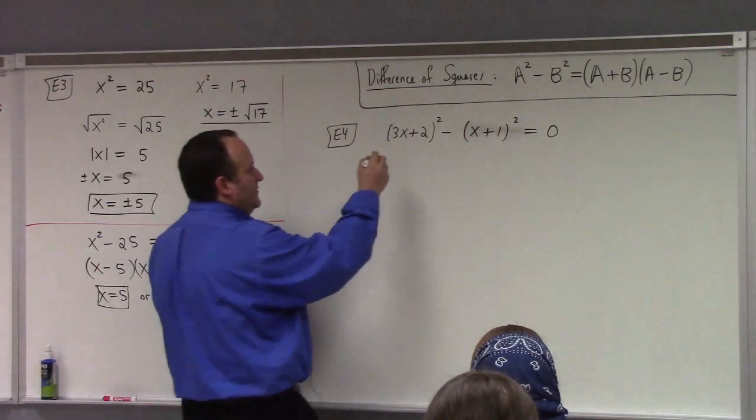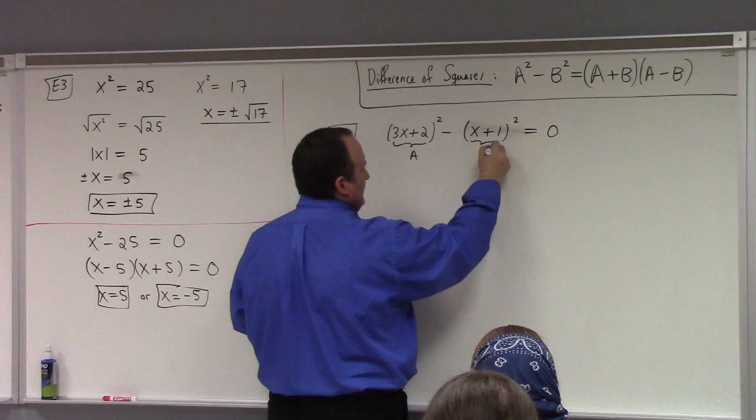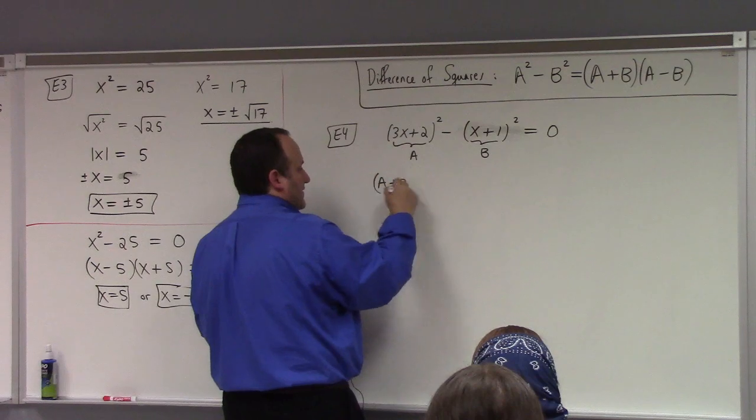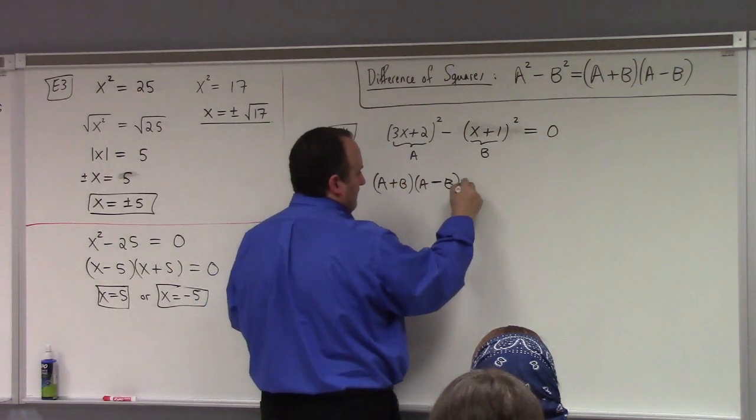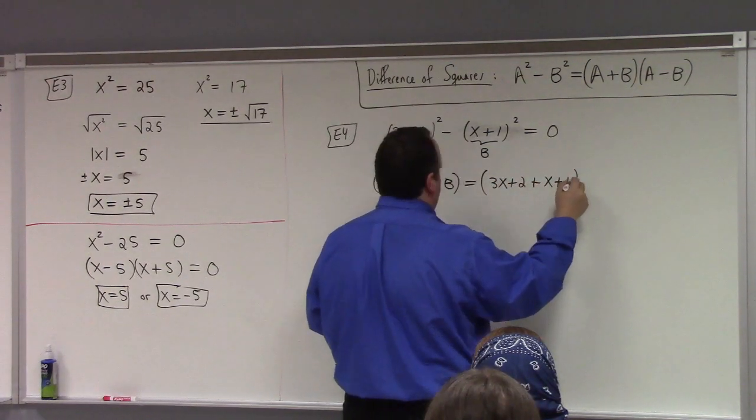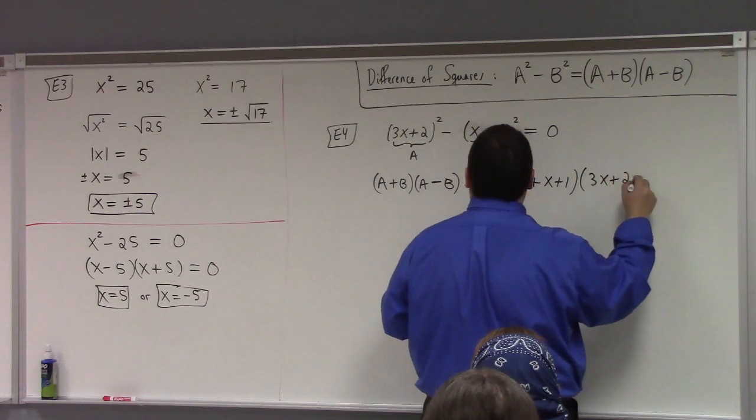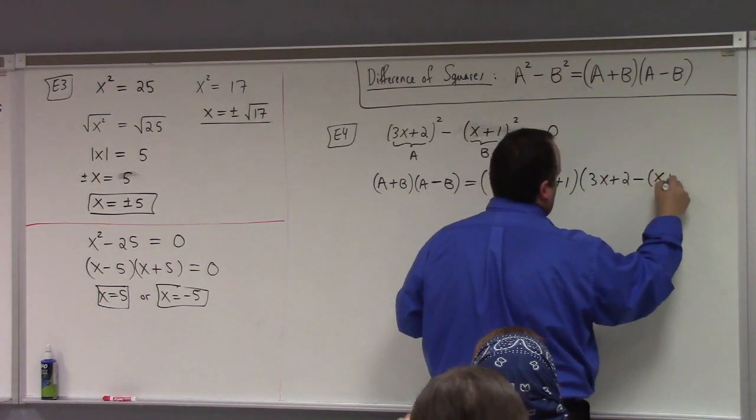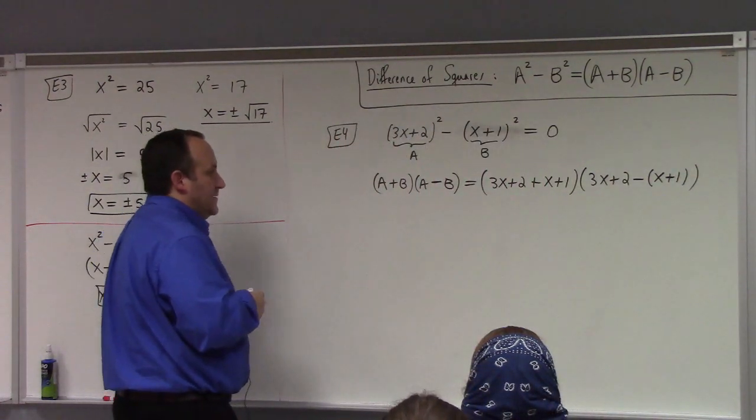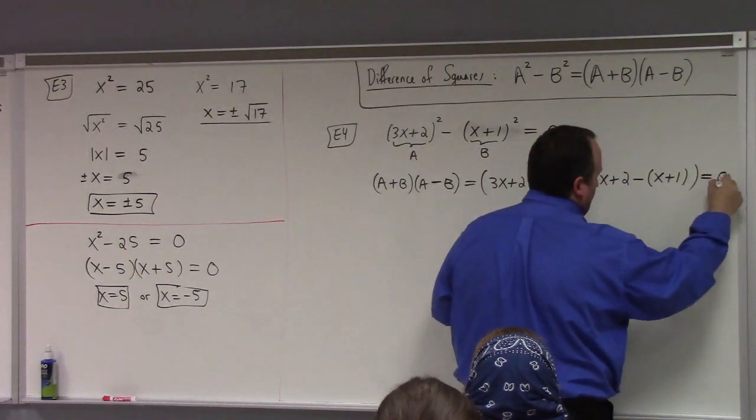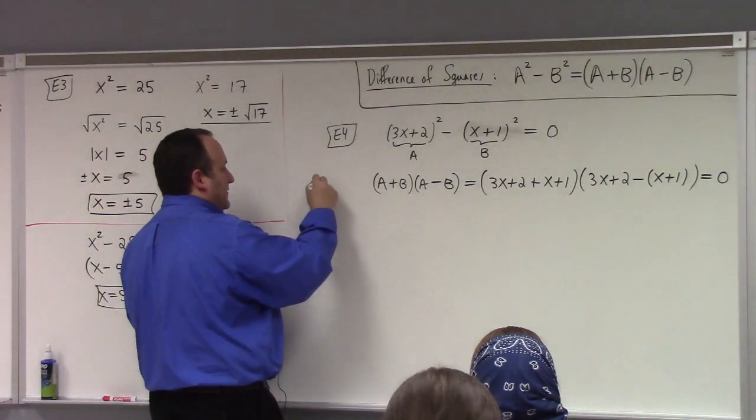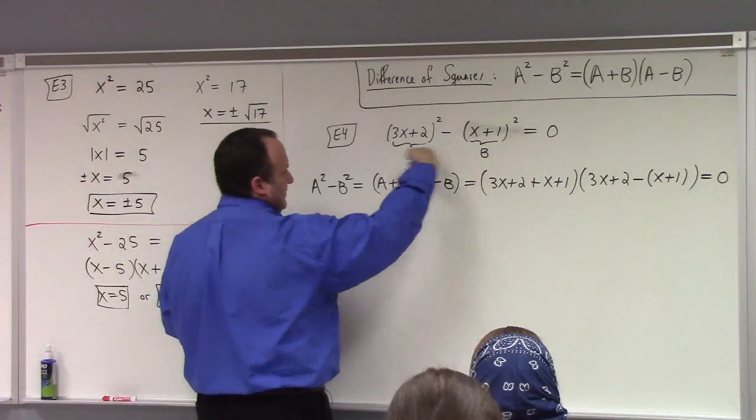I can think of this as being A, and I can think of this as being B, and I can write down, well, this is really A plus B times A minus B, which in this case works out to what? 3x plus 2 plus x plus 1, times 3x plus 2 minus parentheses x plus 1. Parentheses are your friends. Don't let down your friends. And of course that's equal to 0, because this is literally a squared minus b squared.